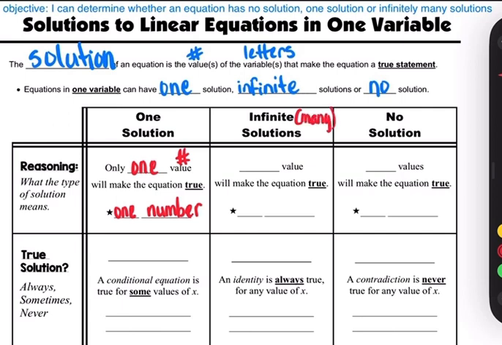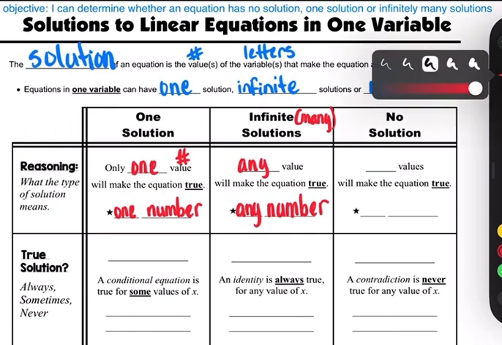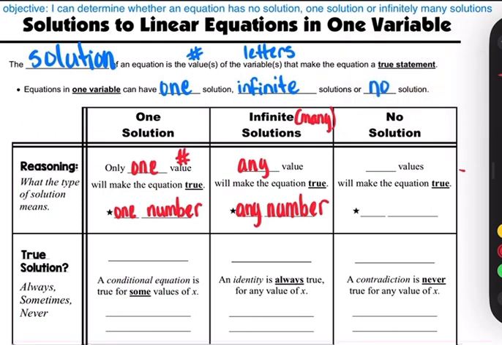For infinite solutions, it's the same as saying many solutions, which means you can have any value that will make the equation true. So it can be any number. Any number in that solution can make that equation true. For no solution, that means you can have absolutely no value. That means no number at all that you could substitute in to make that equation true. So that's the reasoning, the understanding behind it all.